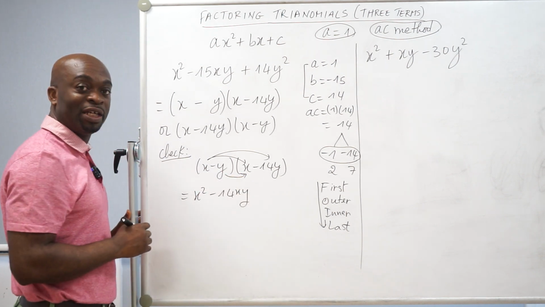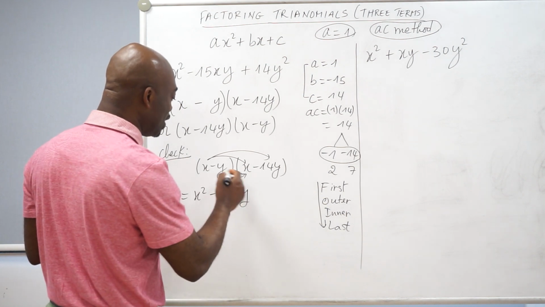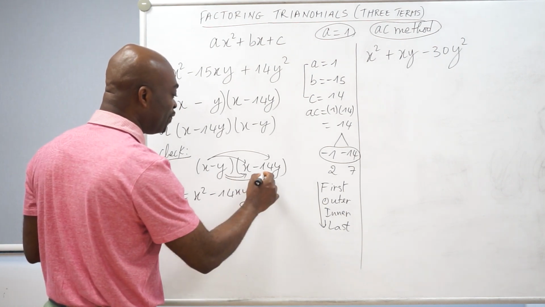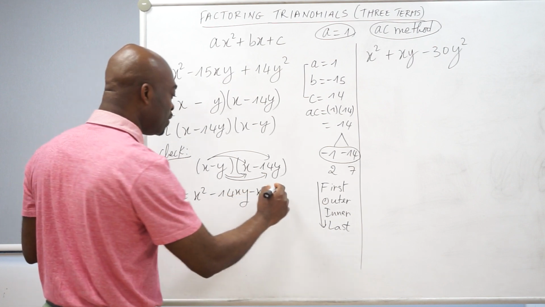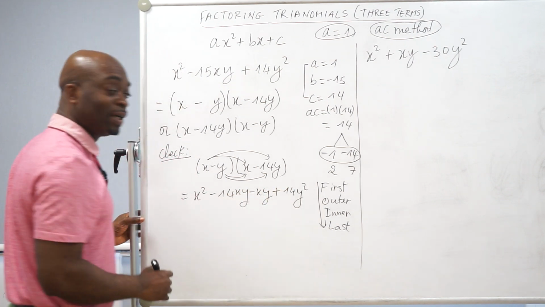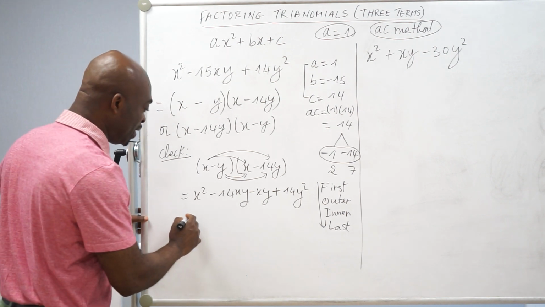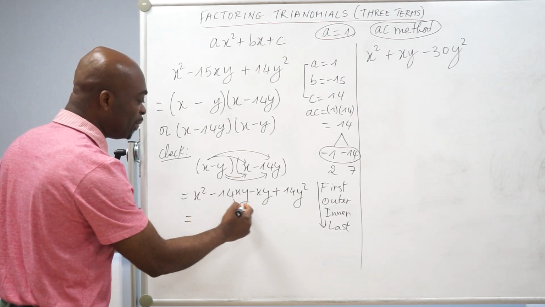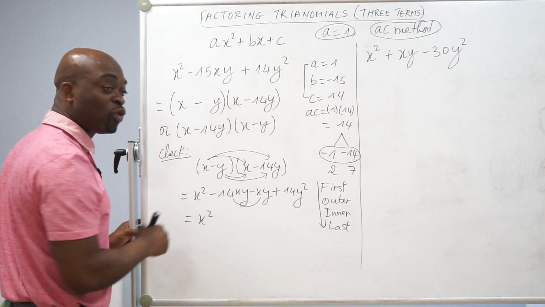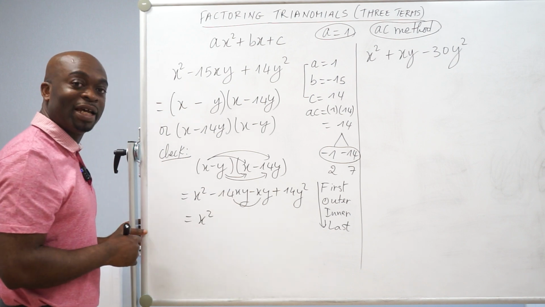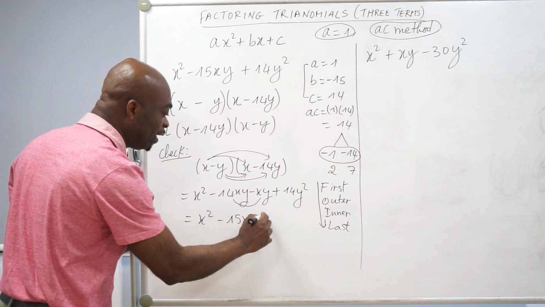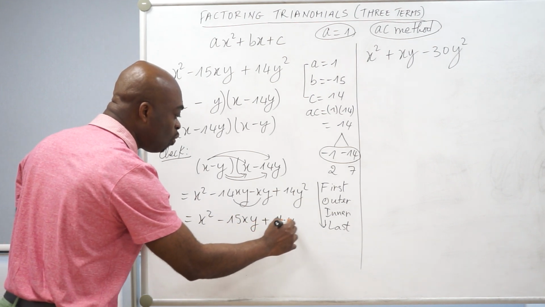Now we have the inner. That will give us negative xy. And then we have the last, which is positive 14y squared. Then we have to combine whatever is possible. These two that we have in common, we have to combine them together. So we have x squared, negative 14xy, and negative 1xy. That would give us negative 15xy, then plus 14y squared.